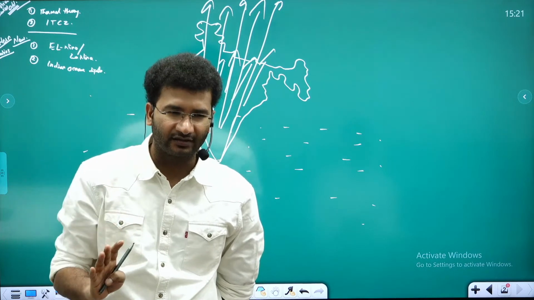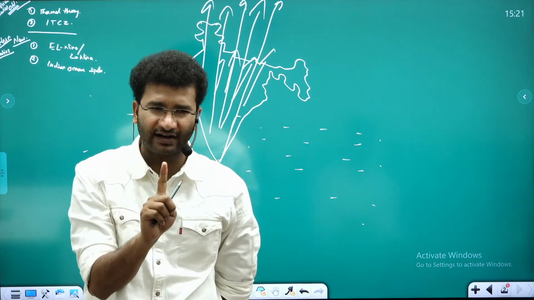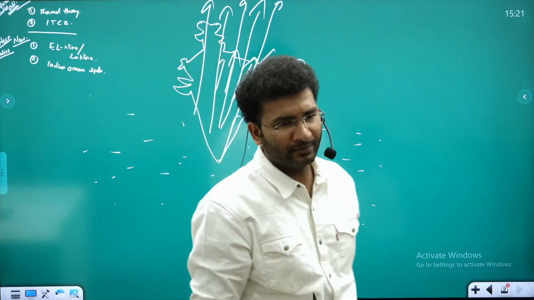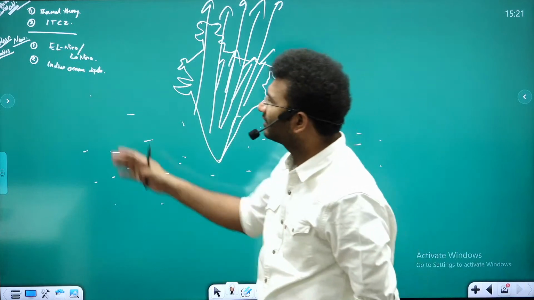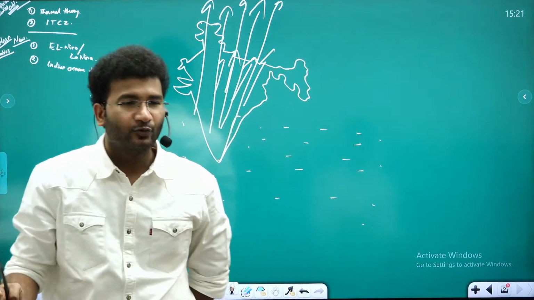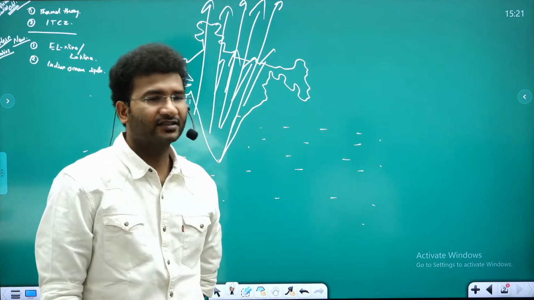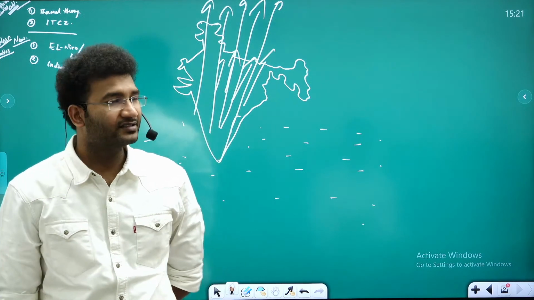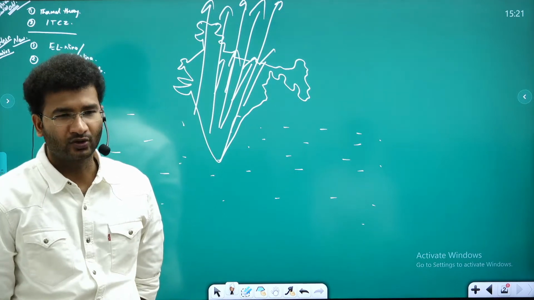ये thermal theory है. Thermal, the temperature, is the only factor which they thought. Other than that, they thought nothing else would play a major role. This is called thermal theory. ये thermal theory काफी पुराना theory है. उसके बाद आया था, that is ITCZ zone, right? ITCZ zone is the intertropical convergence zone concept.